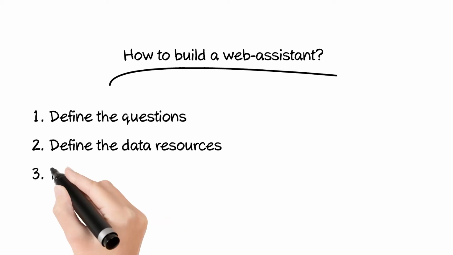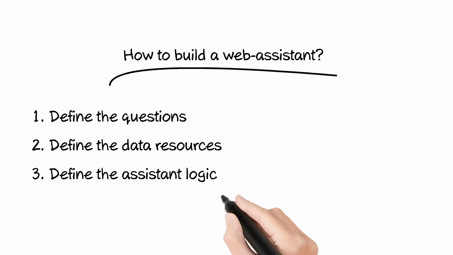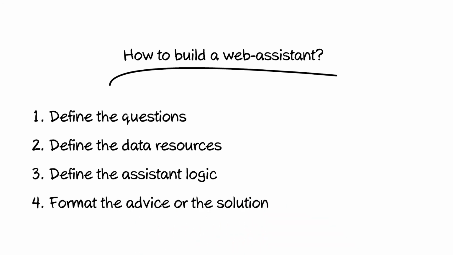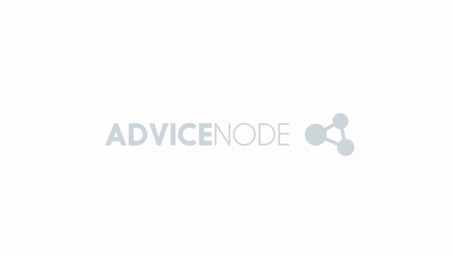The third step is to define the logic that will hold your experience. This logic will rely on the data collected by the questions you define in the first step. It may also use the data resources you define in the second one. The final step is formatting the advice or the solution. You have a variety of controls that can format and organize the processing output. In our next videos, we will discuss each step in more detail.